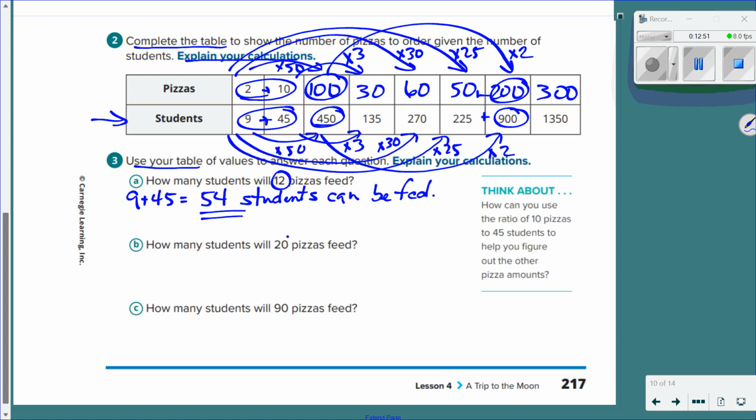How many will 20 feed? Well, I could use my table. I can do 30 minus 10, or I'm going to just use this one and double it. Okay, so 45 doubled is going to give me 90 students can be fed.